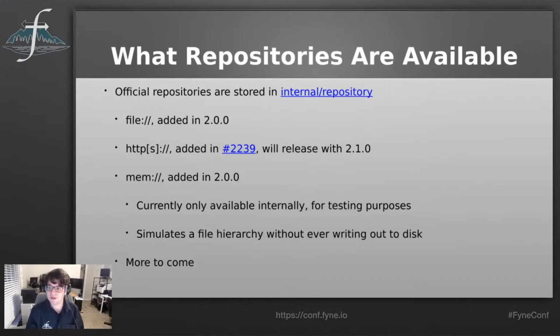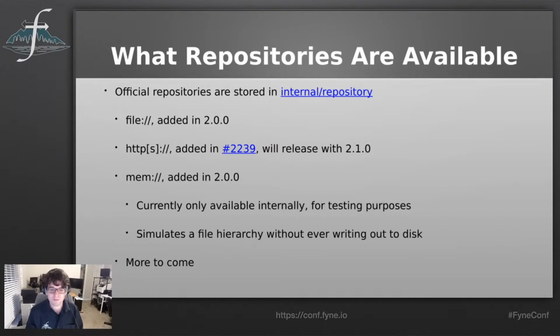Currently all of our official repositories are in internal/repository, and specifically file and HTTP get added automatically to apps at startup. File was added in the initial version of storage repositories that released with 2.0.0. HTTPS support and HTTP support have recently been added in PR number 2239 and are going to come out with 2.1.0, which, barring any technical hangups, will probably already be out by the time you're listening to this talk.